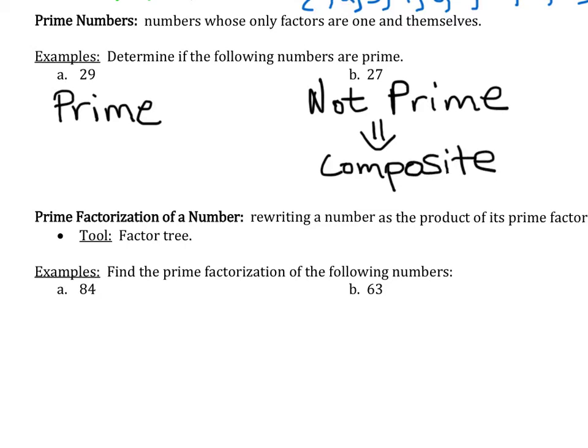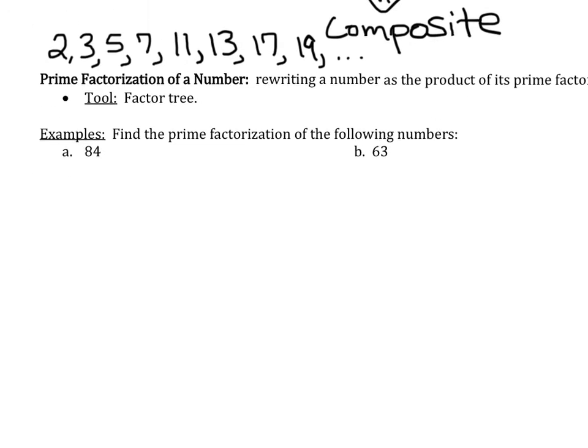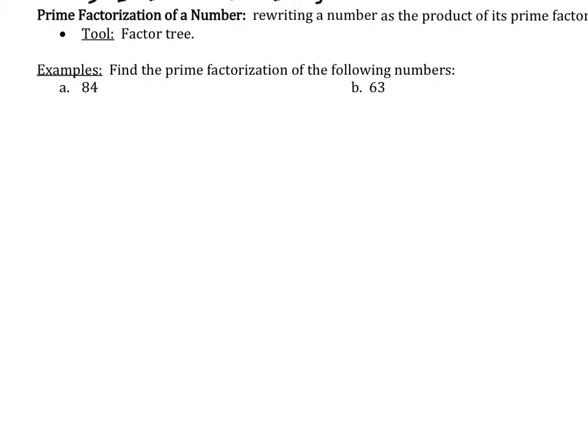Just so you will know, I'm going to write a list of some prime numbers. The smallest one is 2. We have 3, 5, 7, 11, 13, 17, 19, and so on. It's going to be very valuable for you to know some of these prime numbers as you continue in your mathematical studies. What we're going to talk about now is the prime factorization of a number.